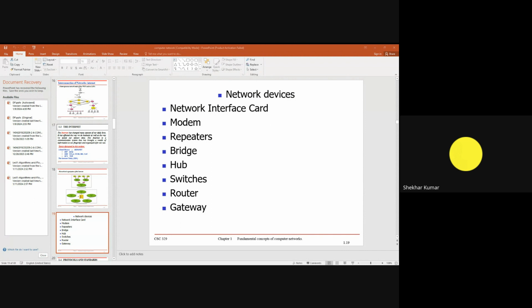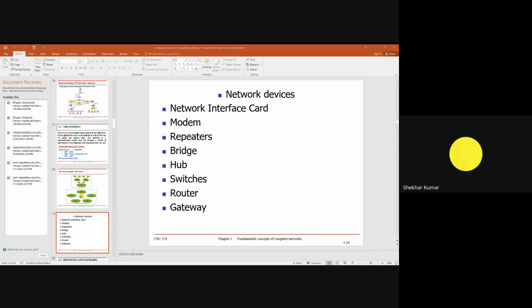One more network device we use is called a repeater. These are physical devices. All the network devices are physical devices, the hardware part. A repeater is an electronic device that works in the physical layer. It simply amplifies a received signal. It receives a signal and retransmits it at a higher level or higher power.